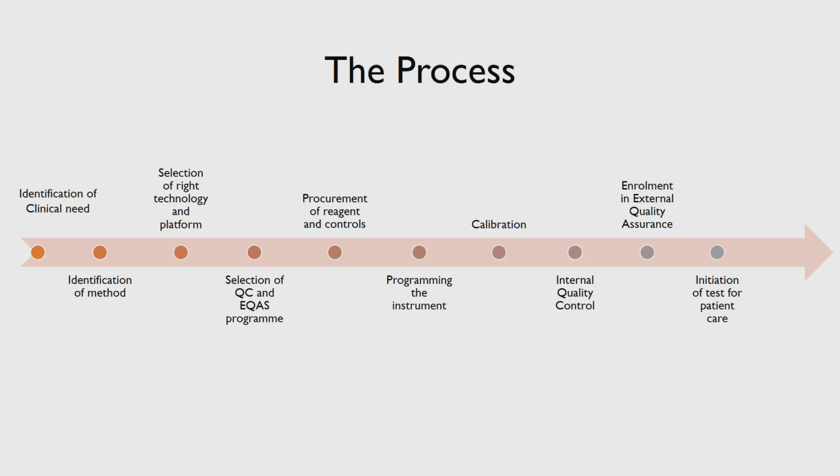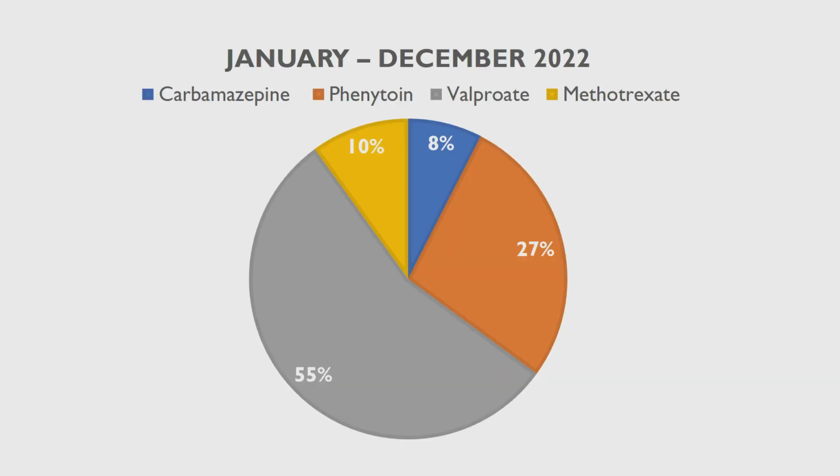whether there is an appropriate quality control program and an external proficiency, external quality assurance system that is available for the drug that is to be assayed. And if both of them are available, then we move on to procurement of reagents and control. And when we get the reagent, we will program it in the instrument, and then we will move into calibrating the instrument. And once the calibration passes successfully, we will run the internal quality control. And if the internal quality control passes successfully, then we will enroll ourselves in an external quality assurance program, and then we will initiate the test for the patient care. So this is the process that we follow for launching a TDM into clinical care.